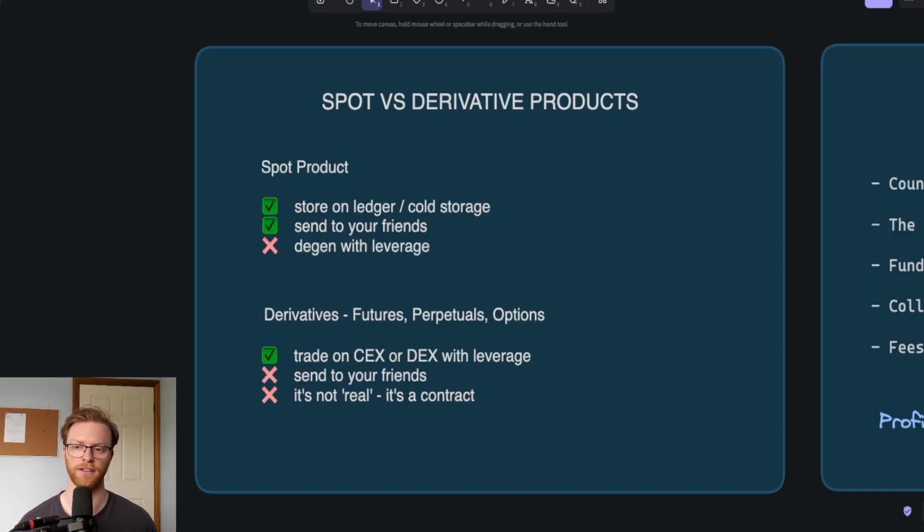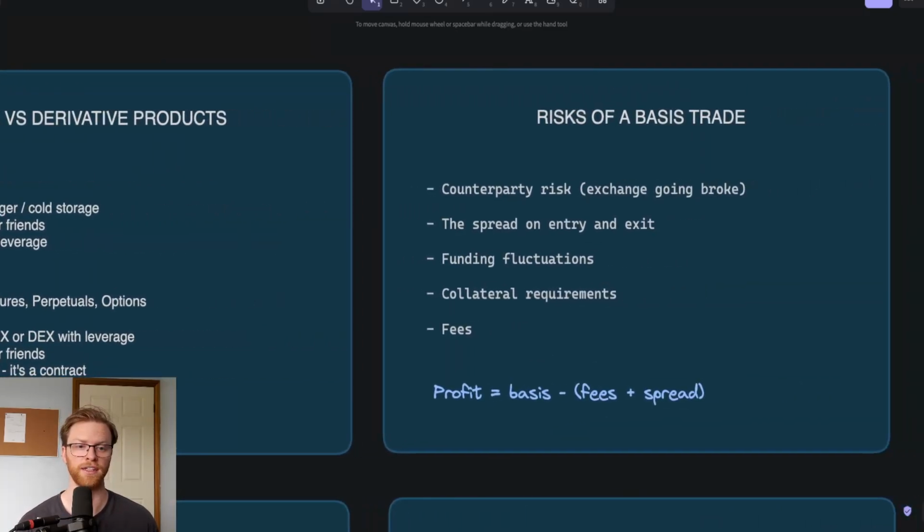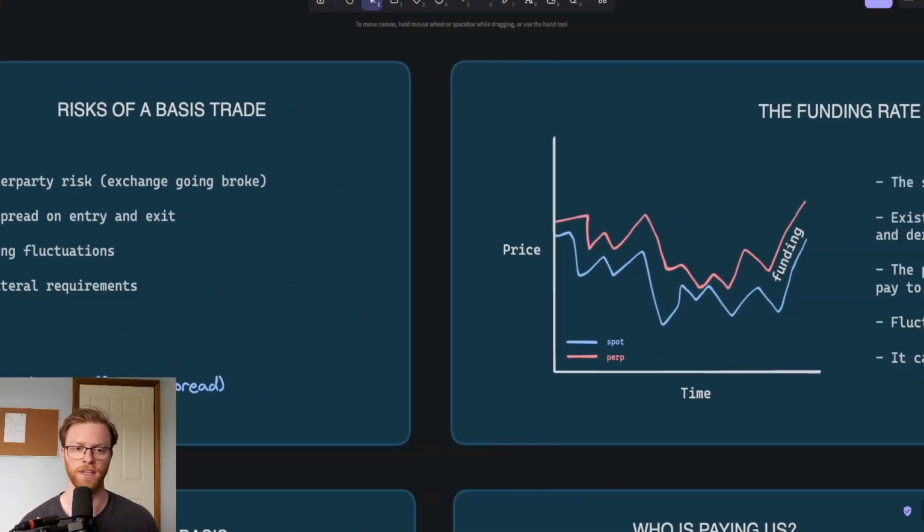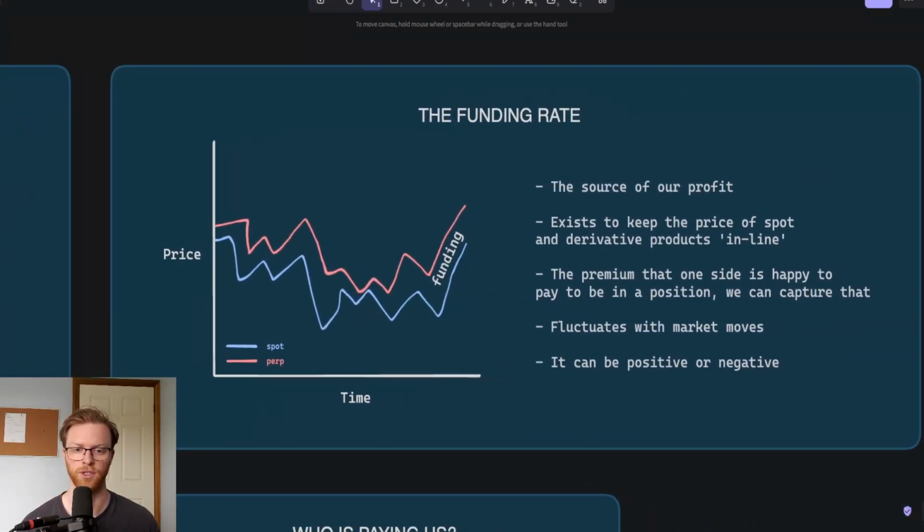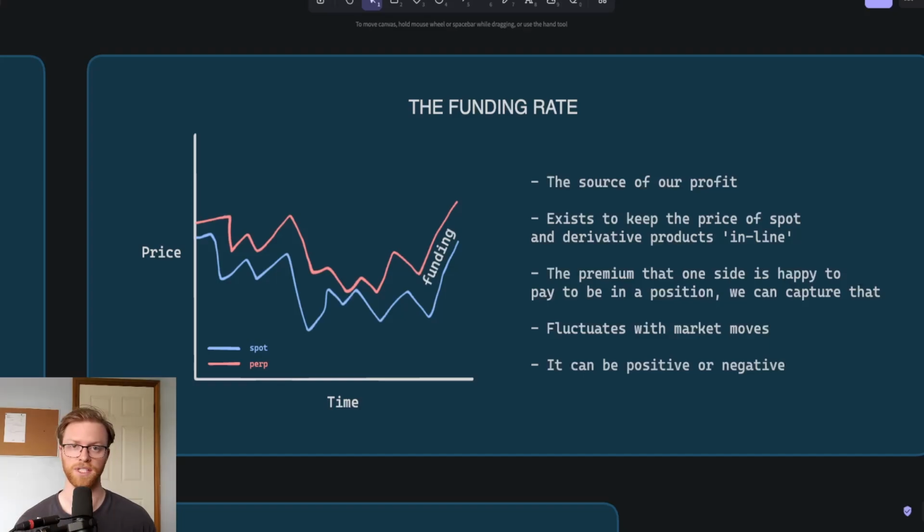Going back to the funding rate, the spot product and the derivatives product should be trading at a similar price most of the time. And that's why this funding rate exists on perpetual contracts. So the funding rate is the difference between the spot product, the blue line here, and the red line, which is the perp or derivative product. The funding is what lies in between those two lines. If they venture away from each other, if there becomes a divergence between the two prices, the funding increases. If the divergence between the two prices is not there, there won't be much funding for us to take advantage of. So the funding is the source of our profit.